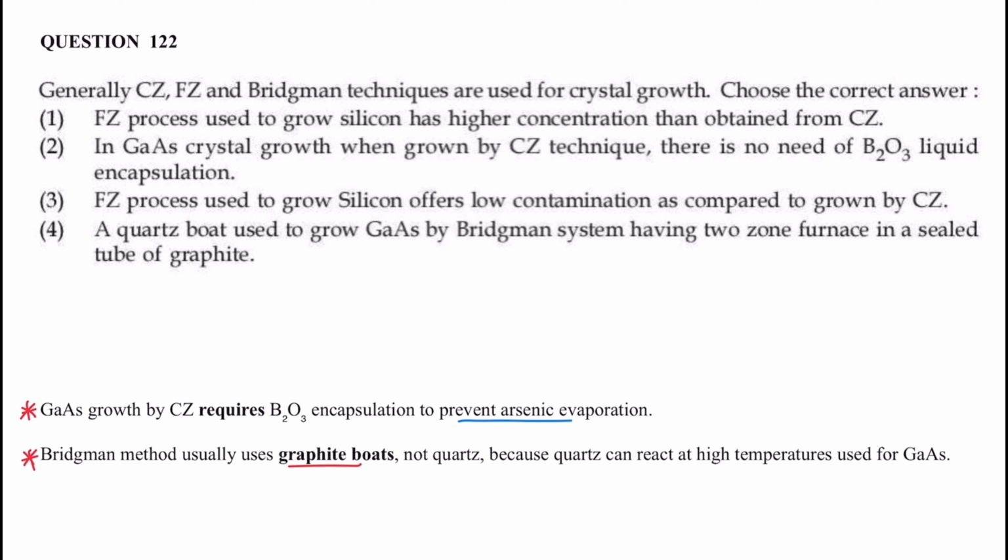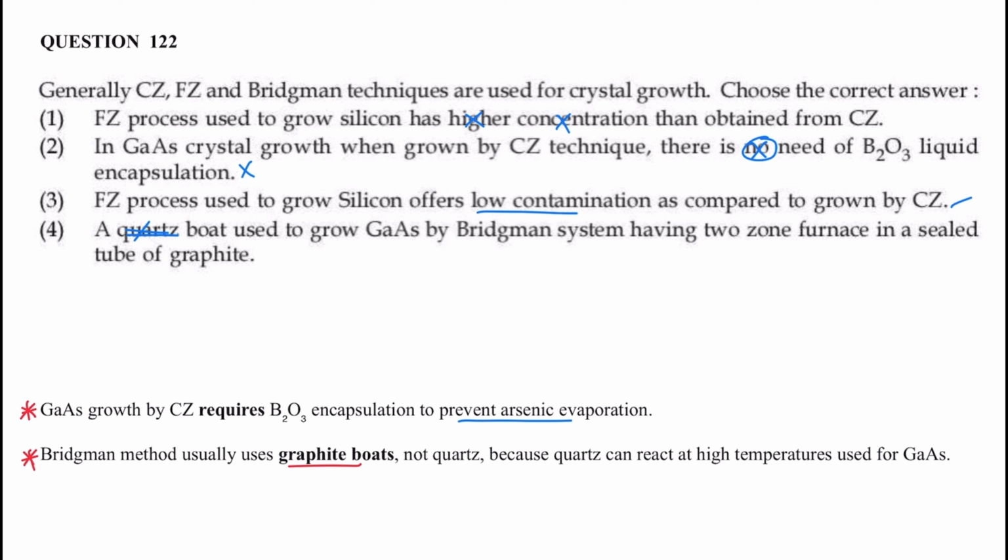The FZ process used to grow silicon has higher contamination, so it is lower concentration. It is not high contamination, it is low contamination as compared to CZ. Statement C is correct. In gallium arsenide crystal growth by the CZ technique, there is no need of B2O3 liquid? There is a requirement of B2O3 liquid, so statement 2 is also wrong. It is not a quartz boat, it is a graphite boat. A graphite boat is used to grow gallium arsenide by the Bridgman system, having a two-zone furnace in a sealed tube of graphite.